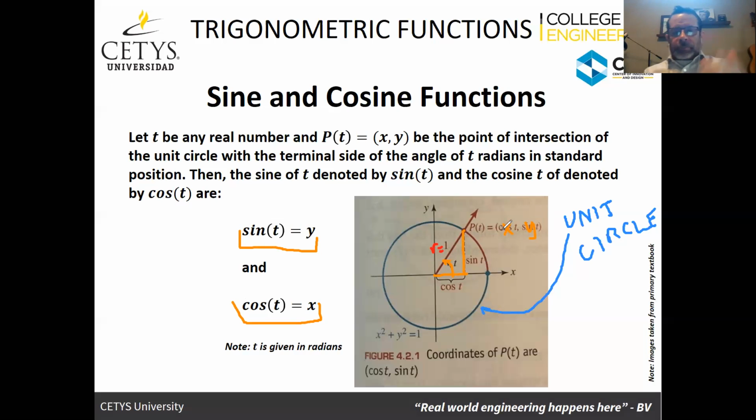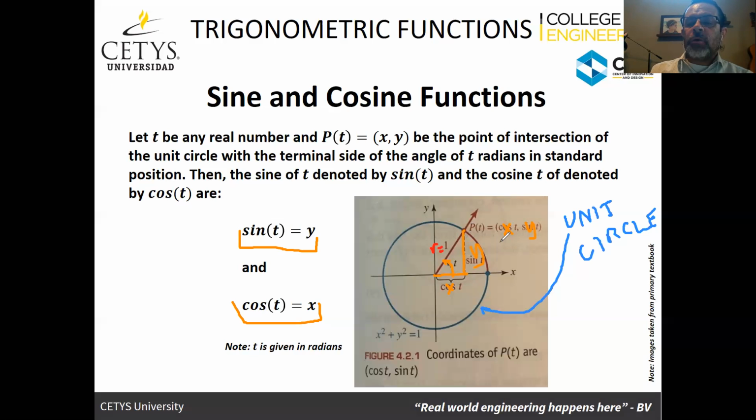And so the sine is going to be the relationship that exists between the opposing leg of the triangle, which in this case is the y coordinate, and the hypotenuse, which in this case is 1. The cosine is going to be the relationship that exists between the adjacent leg of the triangle and the hypotenuse, which in this case is 1.